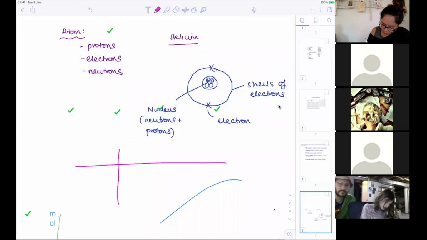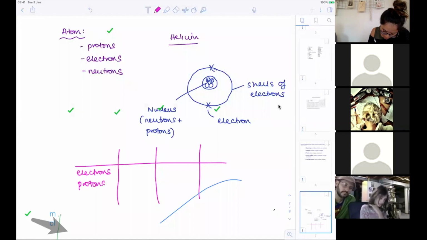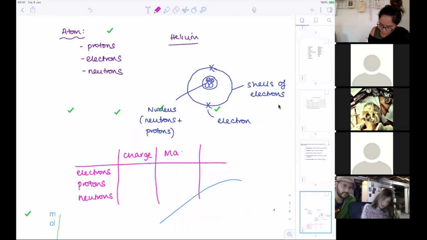Okay, so here's our table. So we're noticing that we're talking about electrons, protons, and neutrons. We need to notice their charge and their mass. Now, electrons have a -1 charge. Protons, try and remember P is positive. They have a positive charge. Neutrons, remember neutron, neutral, means that they have no charge.